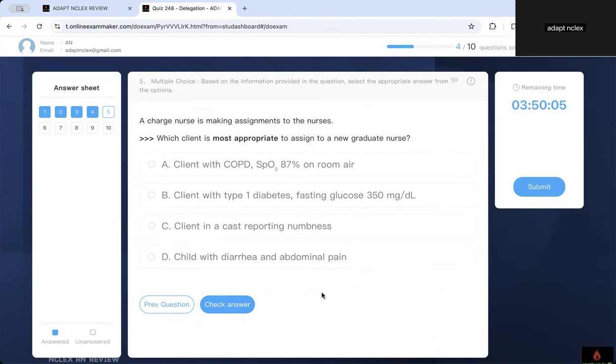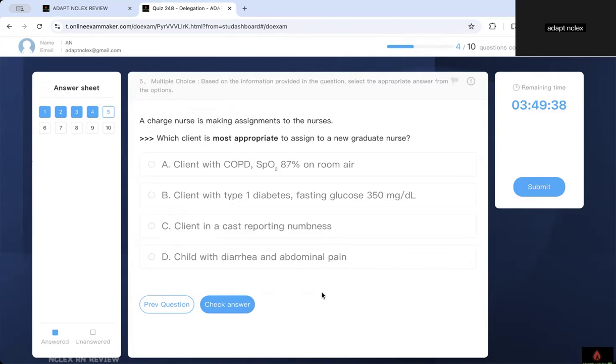This is another one. Which client is most appropriate to assign to a new graduate nurse? She's new. That means you treat her like anybody new. Even though the scope of practice allows her to do things, she may not have the skills to do extensive ones. So we give her something still within the scope, but not a complicated patient. Stable, predictable. Treat her like the LPN. Stable and a predictable outcome.